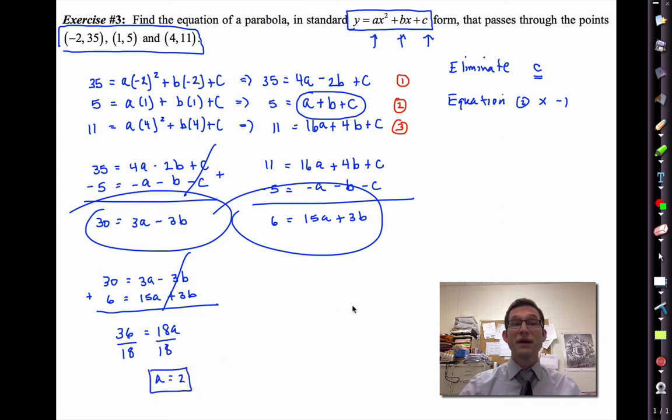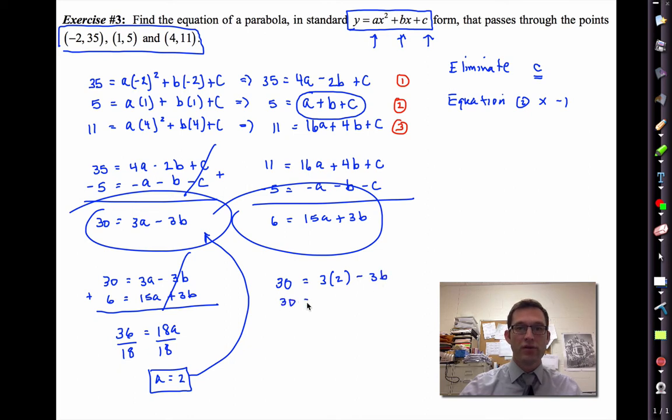All right? I still need to figure out b, but what I'll do is put that into either this equation or this one, whichever one's easier for you. I'll just put it into that since that's the way I drew the arrow. Need to be careful with my linear algebra. Subtract 6 from both sides, we'll get 24 equals -3b. Divide, and we'll get b equals -8.